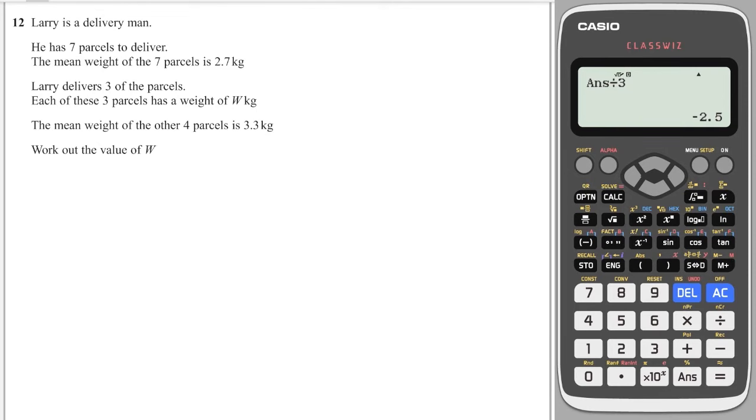Okay, Larry is a delivery man. He has 7 parcels to deliver. The mean weight of the 7 parcels is 2.7 kilograms. Well, to work out the mean, you take the total weight, divide it by the number of parcels, in this case 7, and that will give you the mean. So I can actually work out what the total of these 7 are straight away by doing 2.7 times 7. So 2.7 times 7 is 18.9. So that's the total of all of those packages.